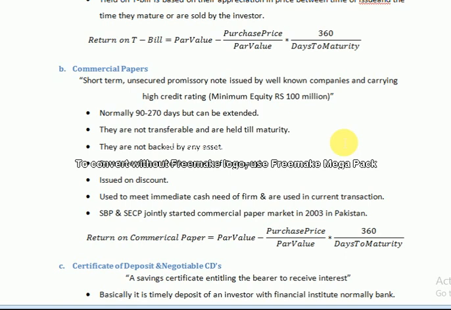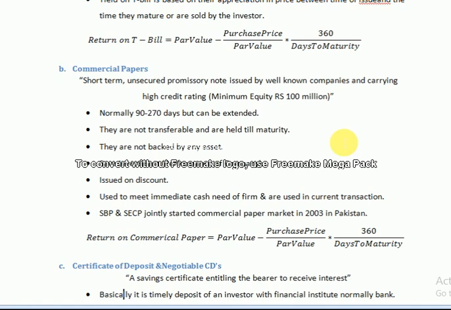And the discount rate depends upon the performance of the company. Those companies that perform well and issue commercial paper give a lower discount rate. As compared to those companies whose performance is not very good, the risk is very high, which is why they give high discounts.